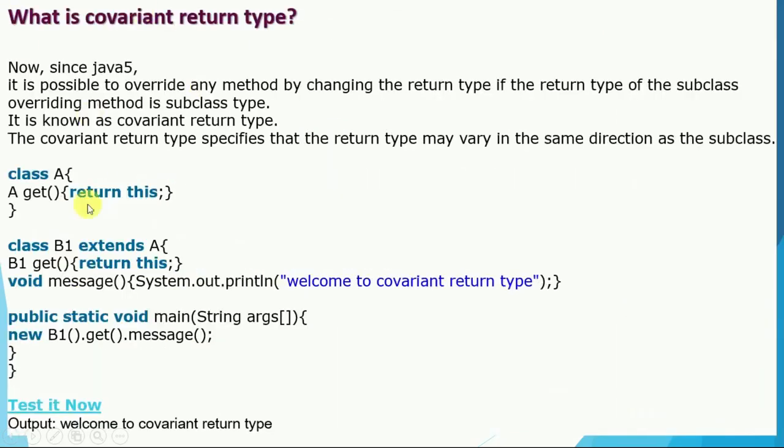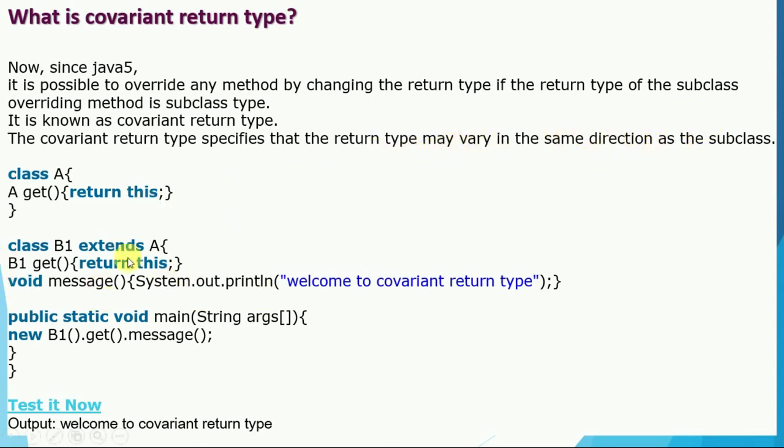So what is covariant return type? This question is also very important. Since Java 5, it is possible to override a method by changing the return type if the return type of the subclass overriding method is a subclass type. It is known as covariant return type. The covariant return type specifies that the return type may vary in the same direction as the subclass.